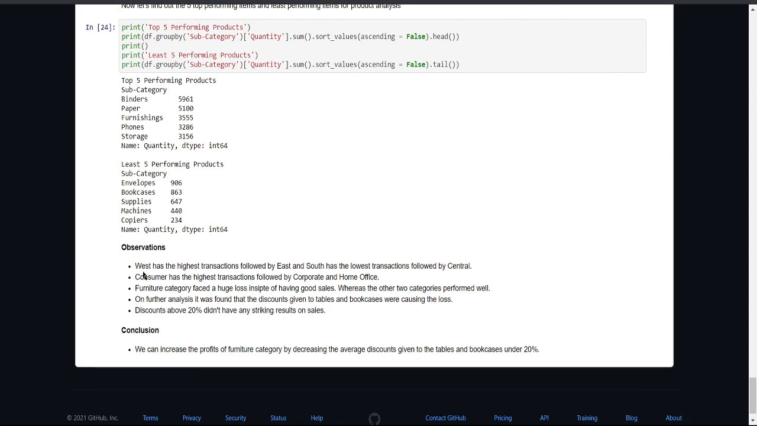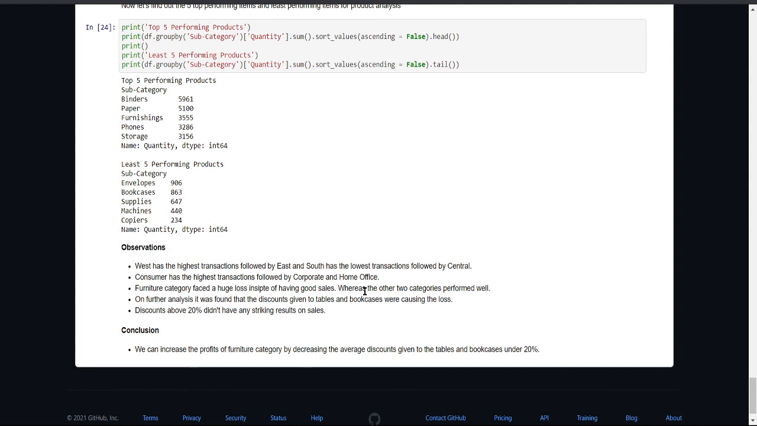So the observations were that the West has the most transactions, which resulted in a high number of sales and profit from that particular region. Then we saw that the consumer segment had the highest transactions, sales and profits, followed by corporate and home office. We also saw that there was a huge loss in the furniture category of products.